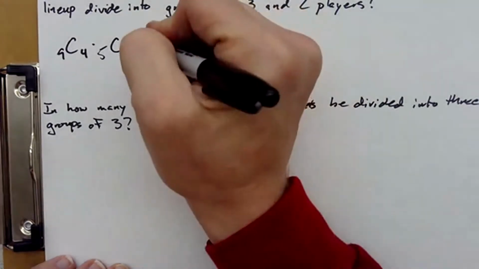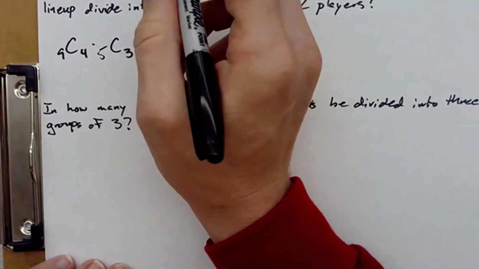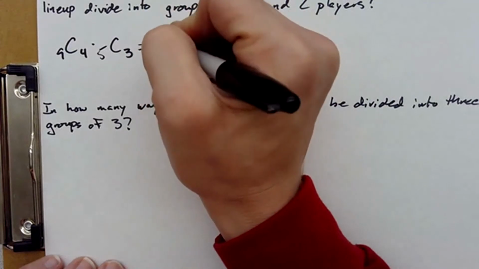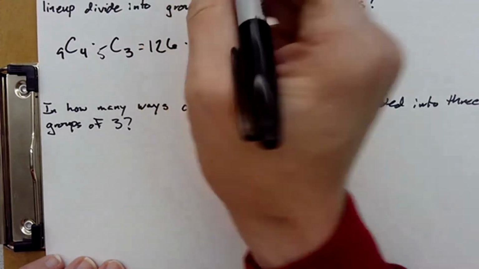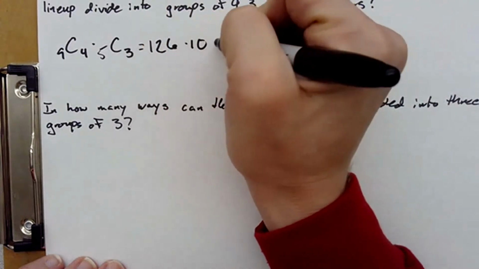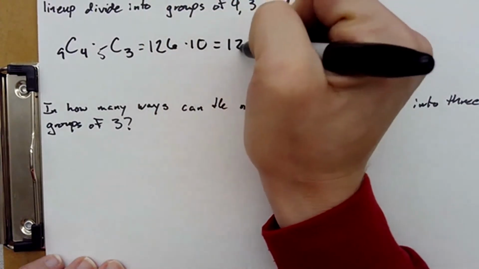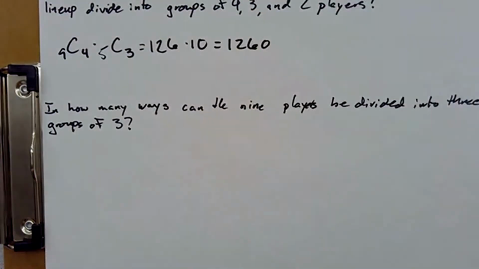So that gives us 9 choose 4, which is 126, times 5 choose 3, which is 10, or 1,260 ways. And how many ways can the 9 players be divided into 3 groups of 3?